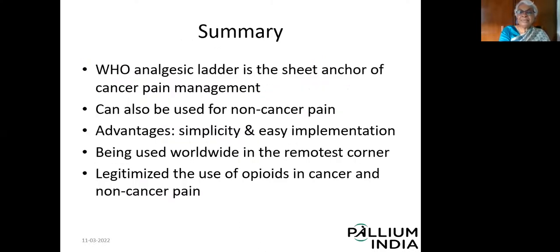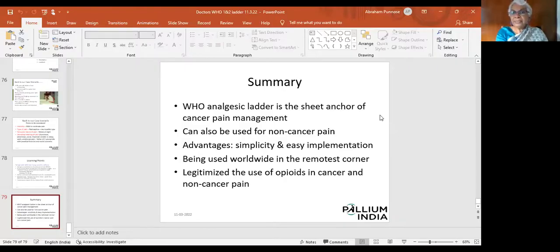To summarize, the WHO analgesic ladder is a sheet anchor for cancer pain management. It can also be used for non-cancer pain. Its advantages are the simplicity and easy implementation, it can be used the world over, and it has legitimized the use of opioids in cancer and non-cancer pain. So I think I will stop here.